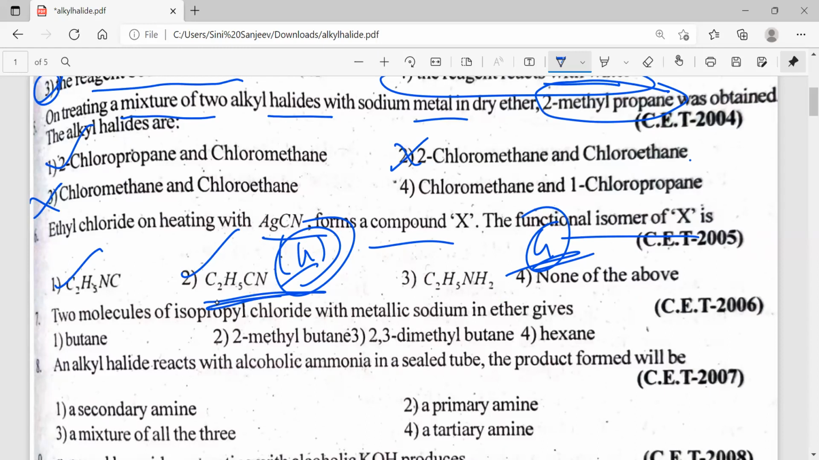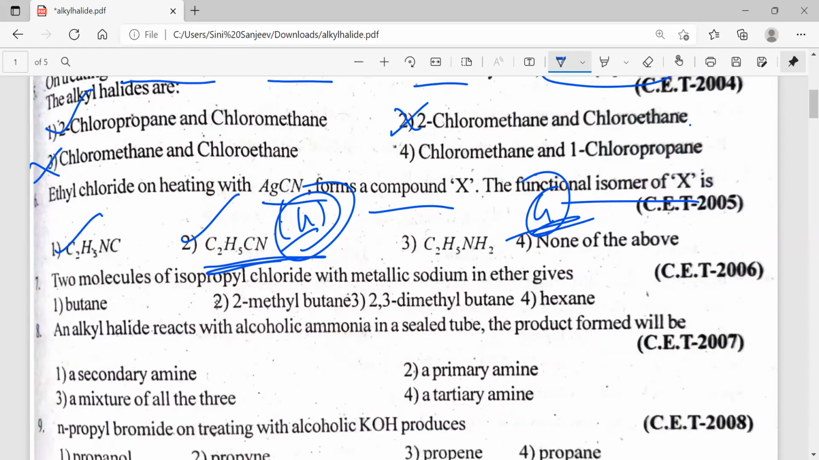Next one, the seventh one. Two molecules of isopropyl chloride with metallic sodium in ether gives which one? So this is again a pretty much direct question. Butane, 2-methyl butane, 2,3-dimethyl butane, hexane. So this is a direct textbook question.